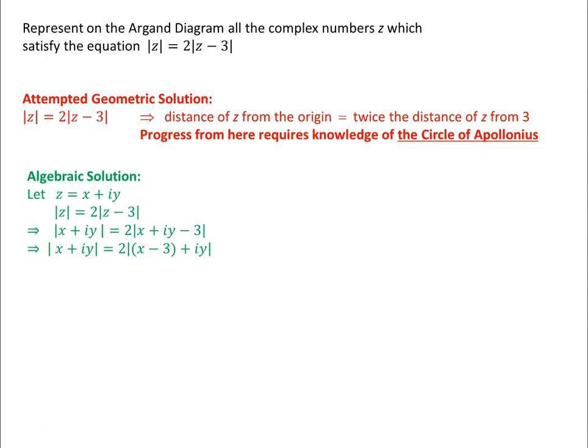So we've got the square root of x squared plus y squared must equal twice the square root of (x minus 3) squared plus y squared. Now we're going to square each side to get rid of the square roots, but if we square each side we must remember to square the 2 as well. So squaring both sides, the left hand side becomes x squared plus y squared, the right hand side becomes 4 lots of (x minus 3) squared plus y squared, and the 4 is the effect of squaring the 2 in the previous line.